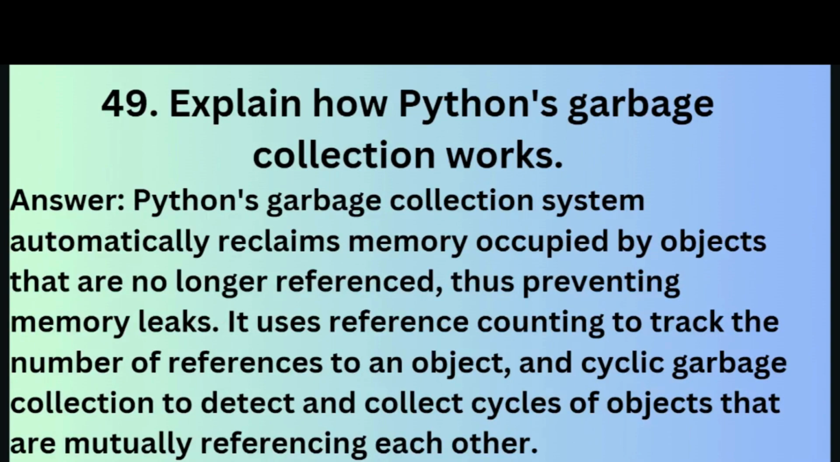Explain how Python's garbage collector works. As I said previously in depth, this question is actually a collection question, so we can explain it in a simple way. Python's garbage collection system automatically reclaims memory occupied by objects that are no longer referenced, thus preventing memory leaks. It uses reference counting to track the number of references to an object, and cyclic garbage collection to detect and collect cycles of objects that are mutually referencing each other.